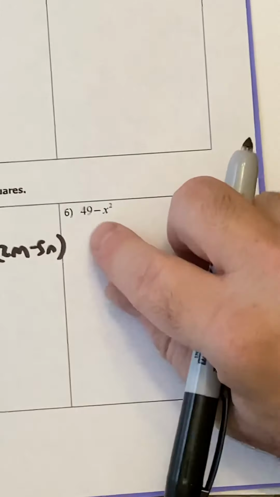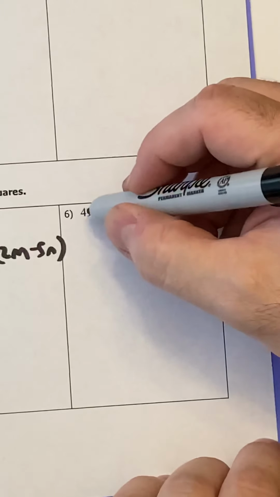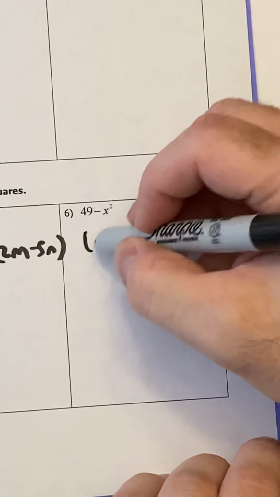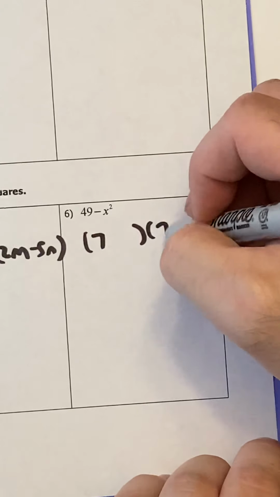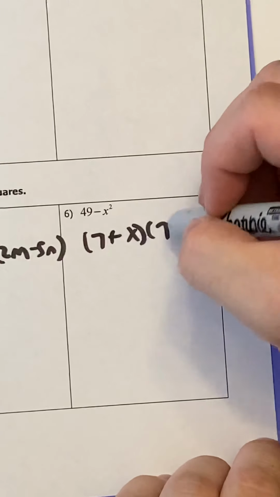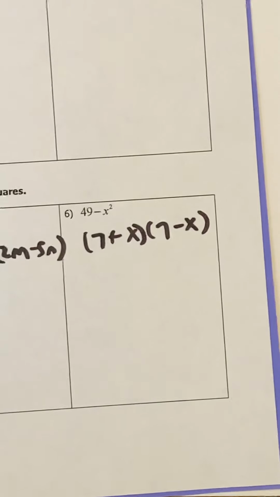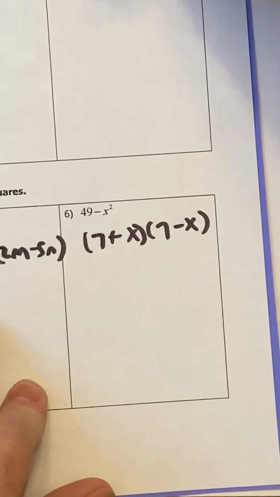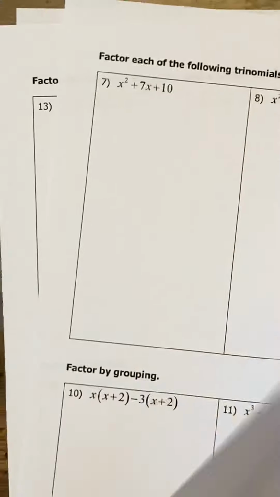Finally, this one's pretty easy. You got 49 minus x squared. Just be careful here. You can't do x plus 7, x minus 7. The 49 came first, so you're going to have to do the 7 first in the parentheses. X and x, 1 plus and 1 minus. So I hope that's okay for doing the difference of two perfect squares. Okay, let's go on. Now we're going to be looking at quadratic trinomials.